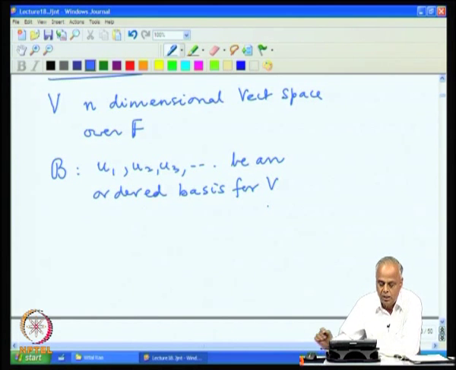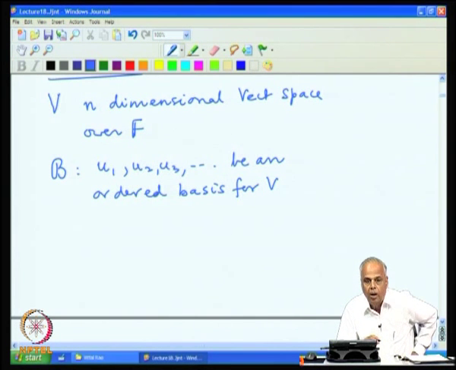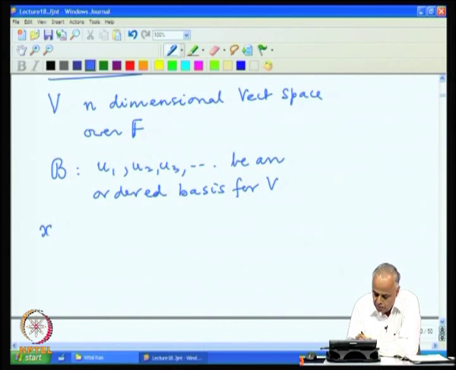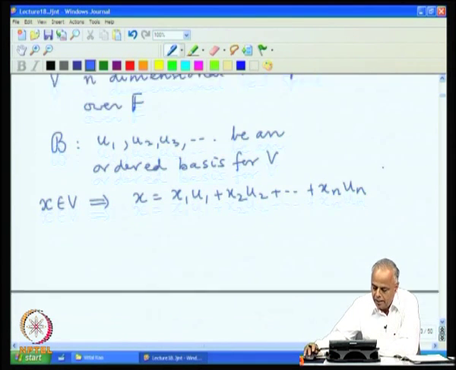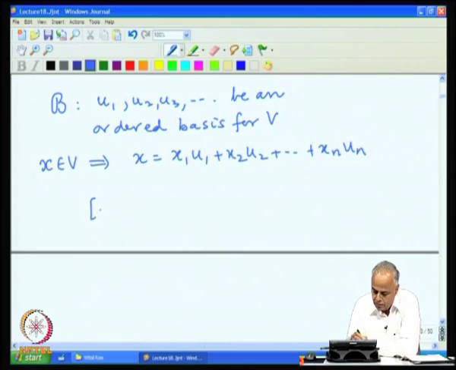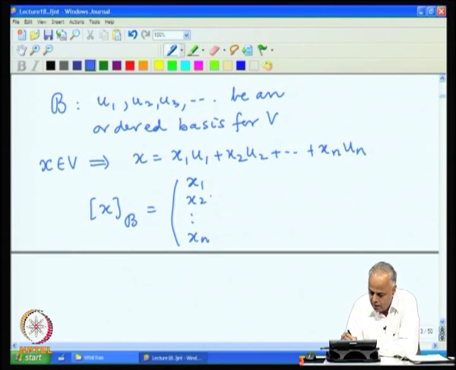So, once we have an ordered basis for V, we knew that any vector x can be expressed as a linear combination of the basis vectors. So, x belongs to V implies x is equal to x 1 u 1 plus x 2 u 2 plus x n u n. This led us to the identification of x to a vector x B, which we define as x 1, x 2, x n, which belongs to F n.